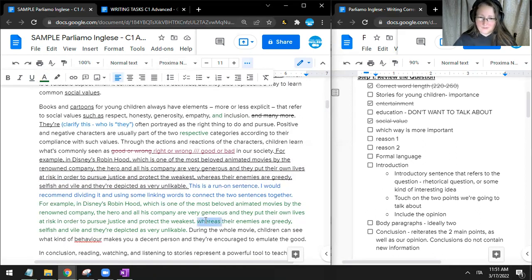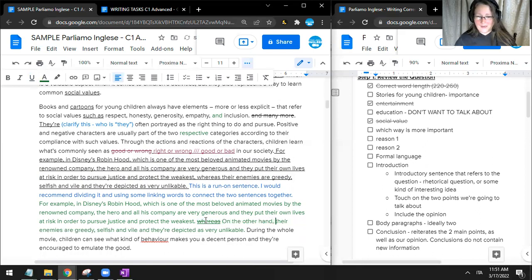And then I'm going to get rid of this "whereas," and I'm going to replace it with "on the other hand, for example, their enemies are greedy, selfish, and vile, and they're depicted as very unlikable." So there, now we have those two ideas, and instead we're using linking words to link one sentence back to the one that came before it. So during the whole movie, children can see that kind of behavior makes you a decent person, and they're encouraged to emulate the good.